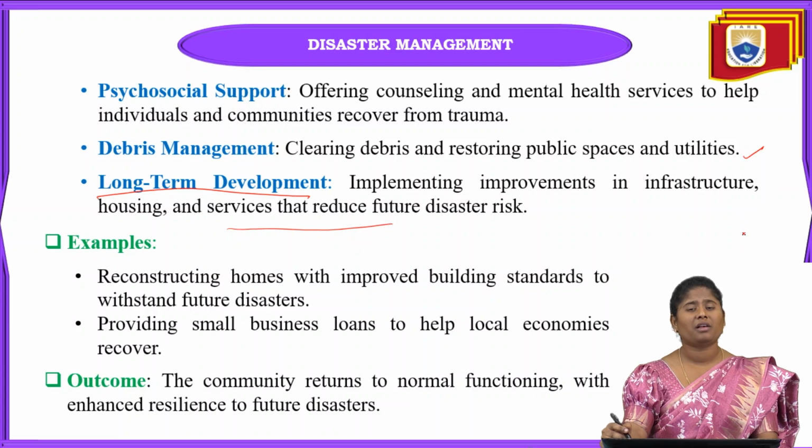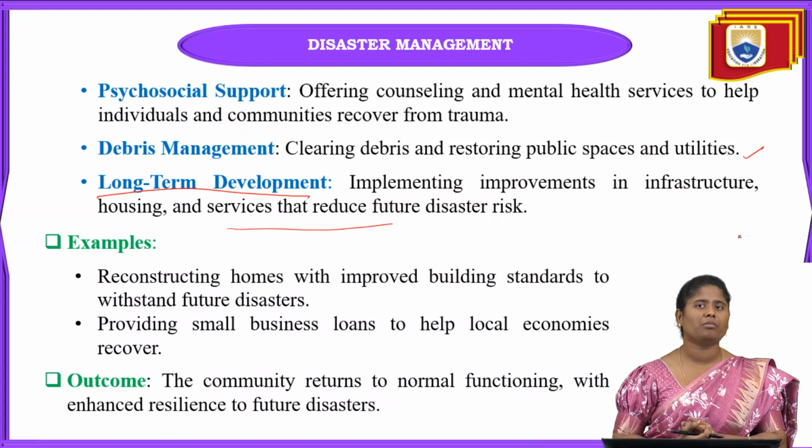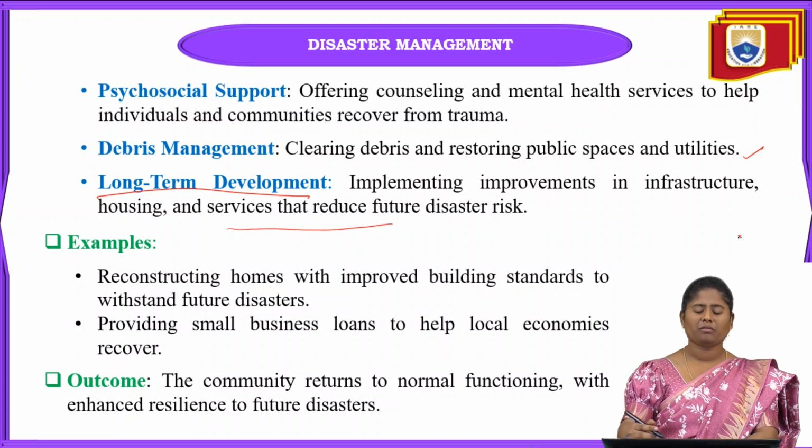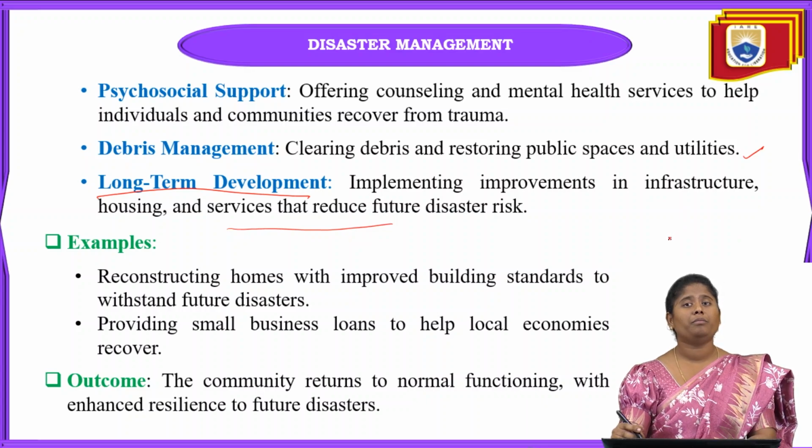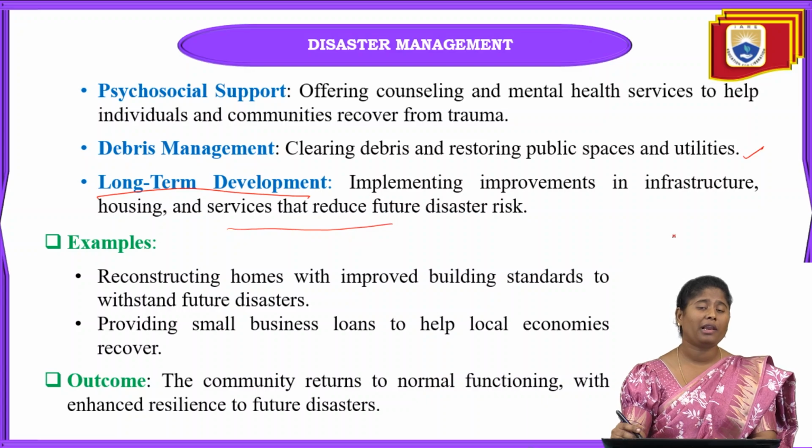The main example is that we have to reconstruct homes with improved building standards to withstand other disasters. We don't know when a disaster is going to happen. In the future too, we have to be very alert and know everything about disasters. Preparedness should be there, and we have to follow these building standards also. Next, we have to provide business loans to help the local economies recover to their normal livelihood.